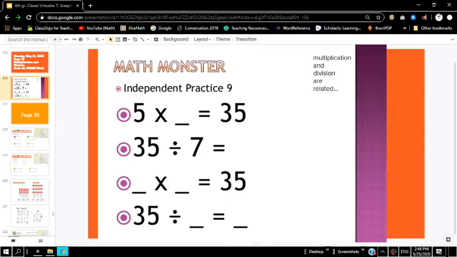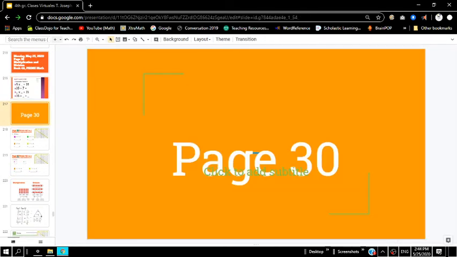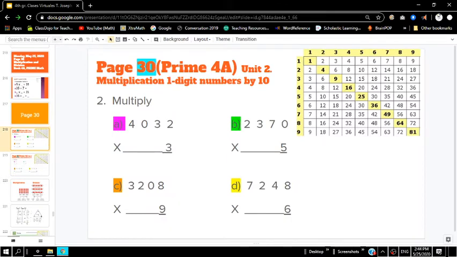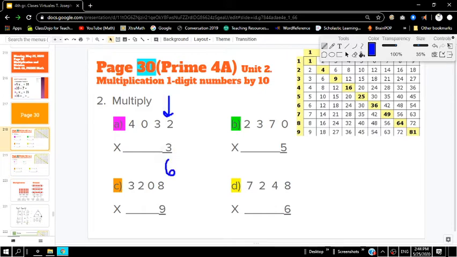All right, what I'm going to do now is we're going to actually go to page 30 just to understand that a little bit better, okay? We're going to do some multiplication problems, and then we're going to do some division problems. As you can see on the board, first we're going to multiply 4,032 by 3. When we multiply 4,032 by 3, we start with the ones place, right? 2 times 3 is 6, and then we go to the tens place. 3 times 3 is 9.